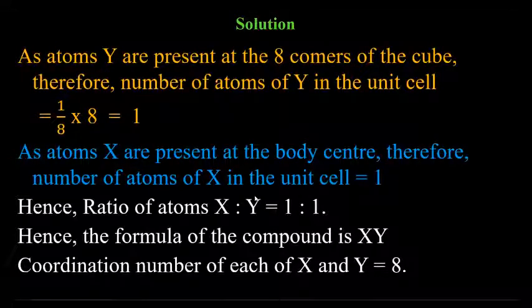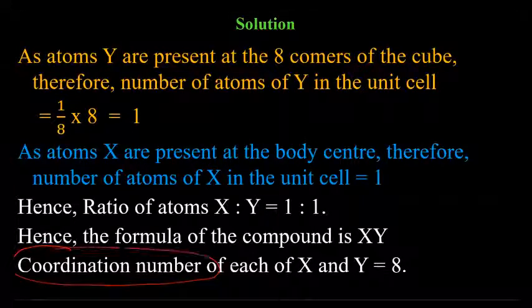Now the term coordination number. Coordination number is that number by which an atom is surrounded. So suppose an atom is surrounded by 8 neighboring atoms, then it will be known as coordination number 8. More about it, I'll talk tomorrow or in next class. By definition, you need to just remember coordination number is by how many atoms a particular atom is surrounded by.